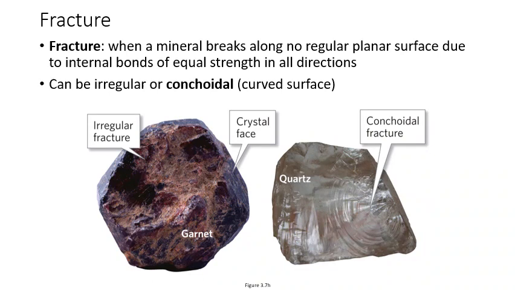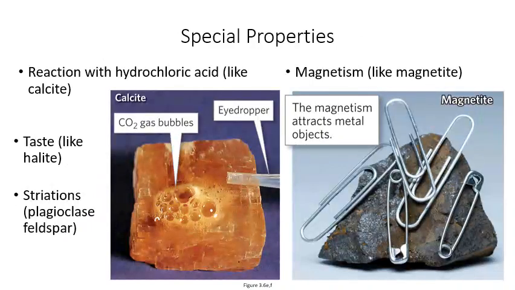Some minerals have special properties, with the two most important for typical mineral identification in an introduction to geoscience class being reaction with hydrochloric acid. So the main mineral that does this is calcite. If you drop a little drop of hydrochloric acid on the calcite, it bubbles and effervesces. Another important property is magnetism. So minerals like magnetite and hematite are magnetic and they attract metal objects.